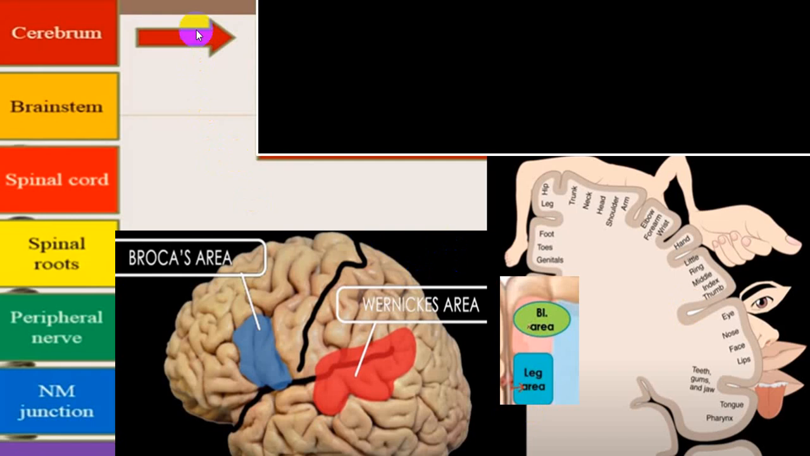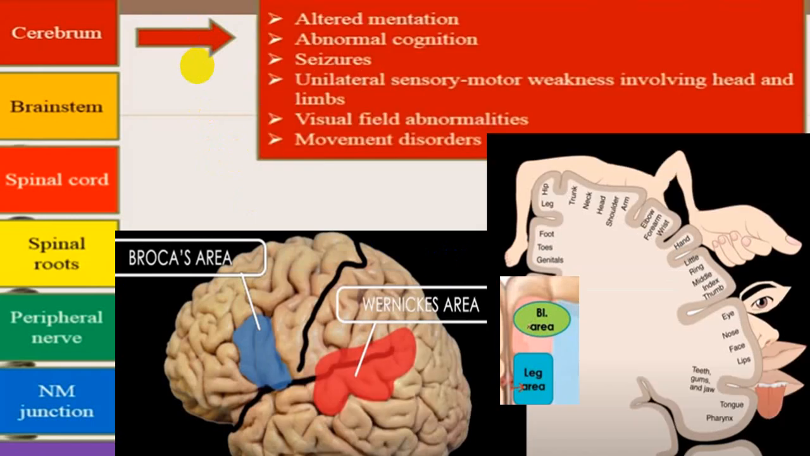If you get damage in the cerebral hemisphere, there will invariably be an altered level of consciousness. Your cognitive functions will be affected. Good number of times the person will present with seizures. On the opposite side, you will have sensory as well as motor weakness, maybe involving head and limbs.